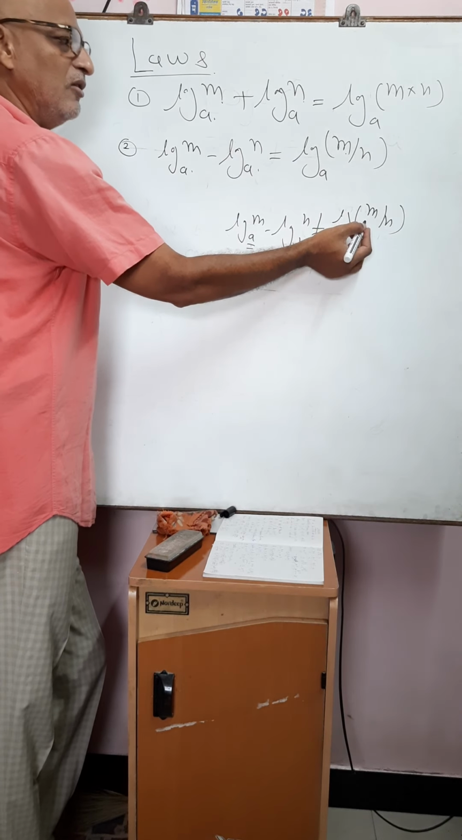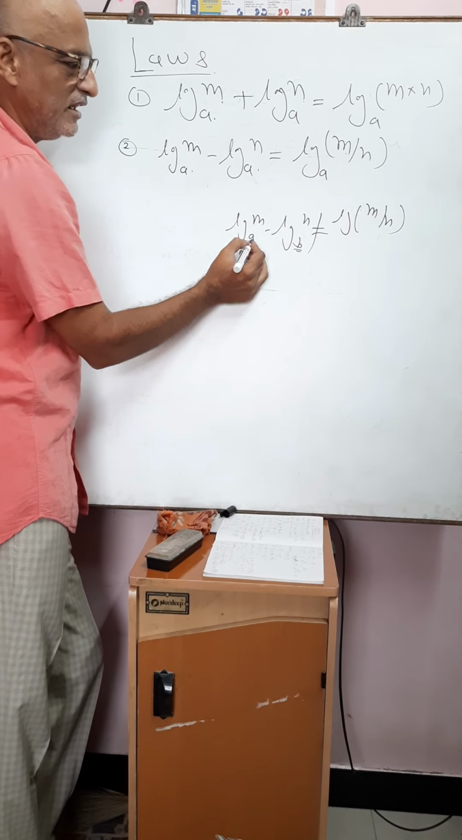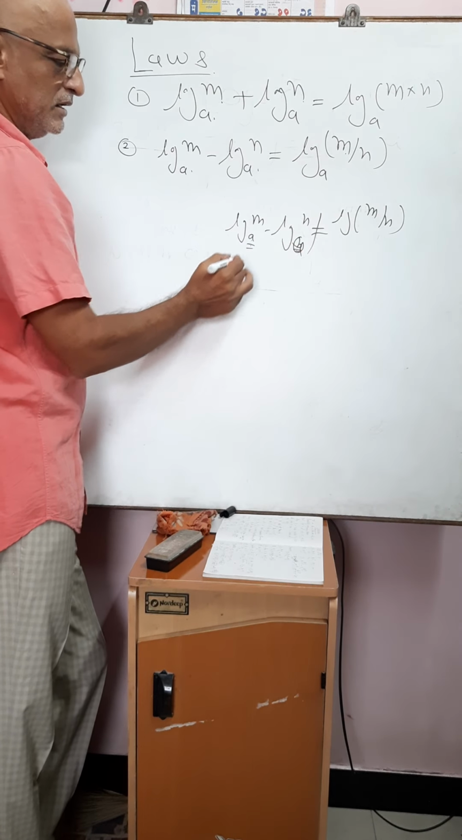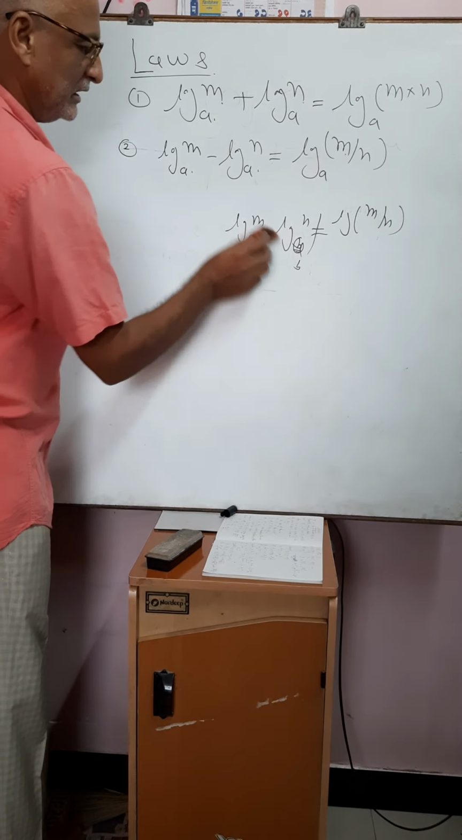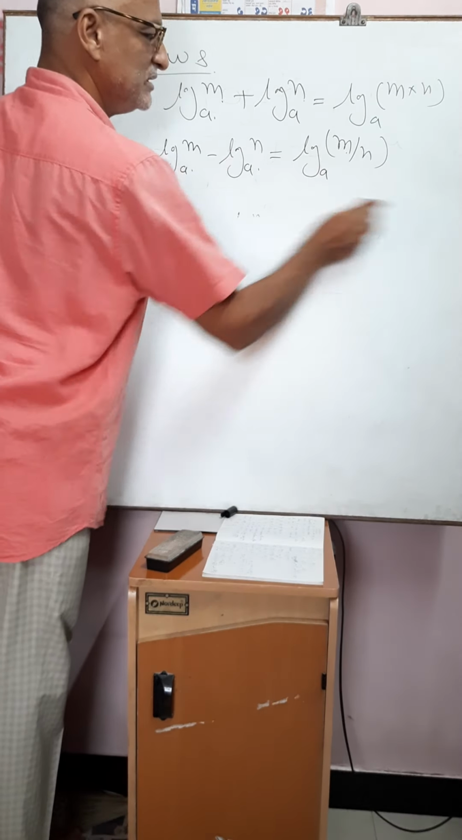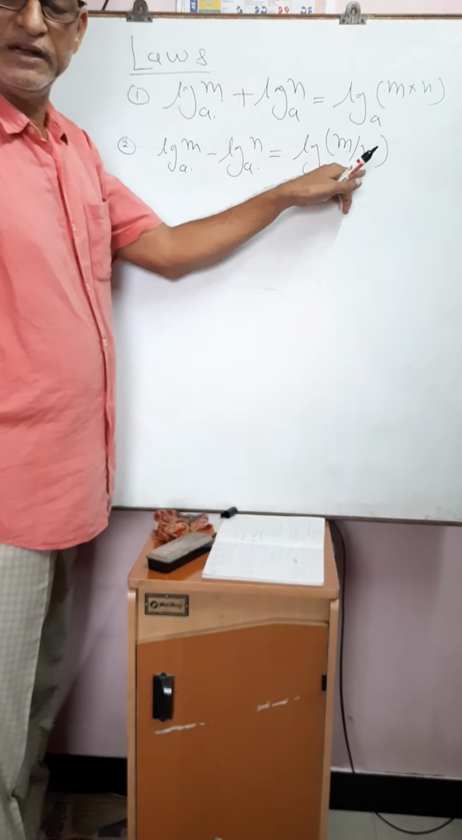This is applicable only if the base is a, that means here is a, then here it should be a. यहाँ पे अगर b है तो यहाँ पे भी आपका b होना चाहिए. So this is the second law, when the bases are same, subtraction gets converted into division.